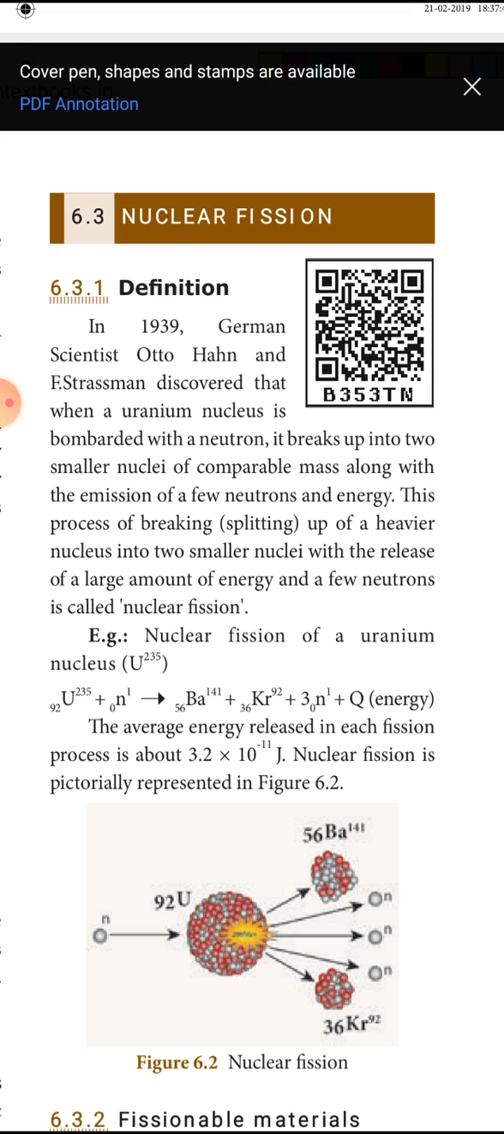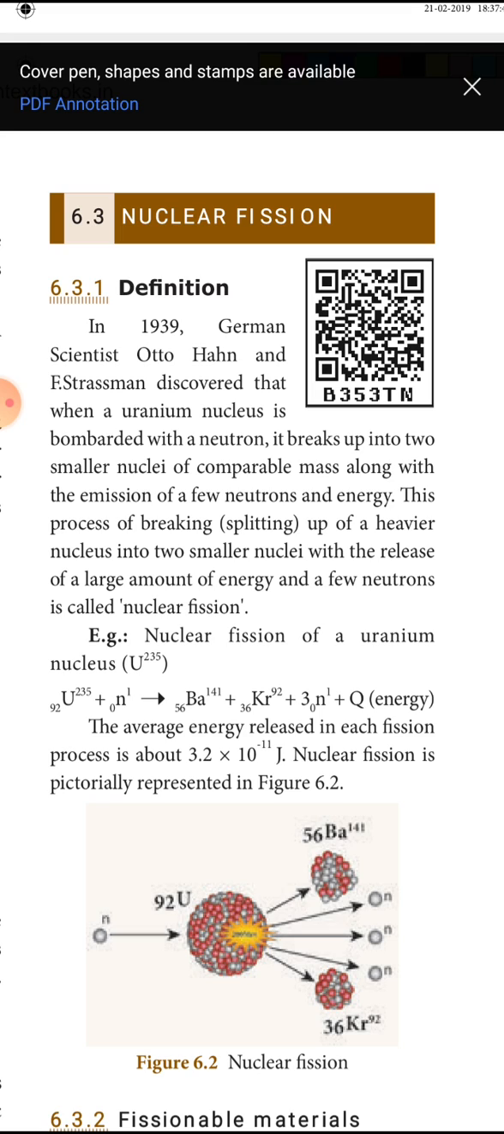The neutron collides with the heavy uranium nucleus, which splits into two smaller nuclei, barium and krypton, having atomic numbers 56 plus 36. Together you get 92, equal to the atomic number of uranium. The masses are 141 and 92. Add these two and you get 233. The remaining 3 is neutrons, plus some amount of energy. A large amount of energy is released.